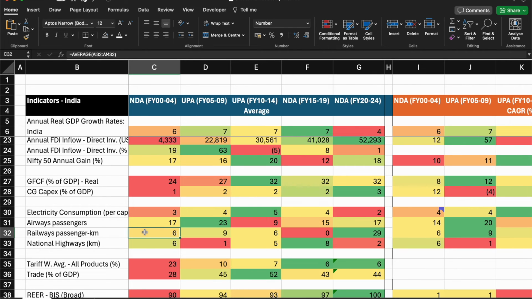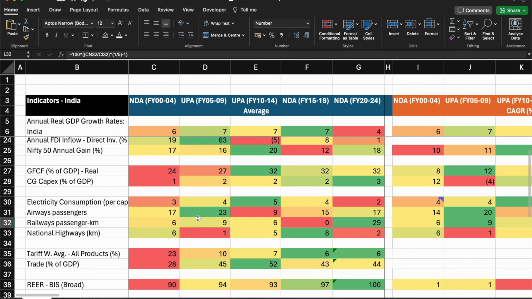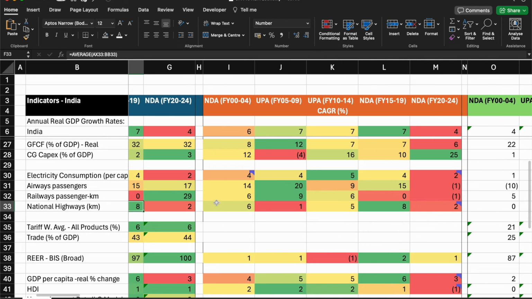Coming to railways, currently we are seeing a huge improvement in passenger kilometers, but in CAGR terms, we have seen a lot of improvement in the first 15 years of this 21st century. Then in national highways, there is always a perception that the Manmohan Singh government was not good at implementing infrastructure projects, and you can see that the first Modi government had a huge national highway construction push, in both average as well as CAGR terms.